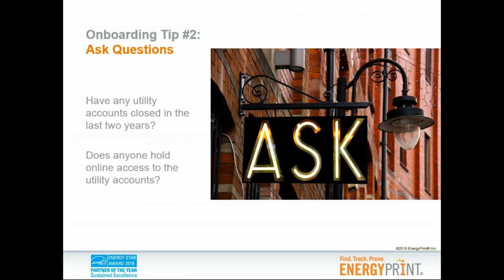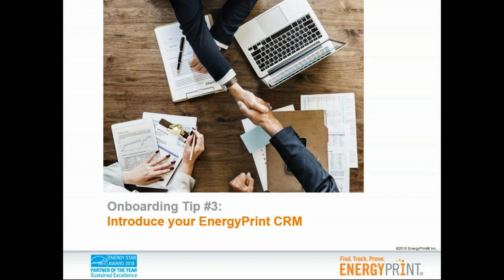Our second tip, to avoid the common roadblocks of incomplete building information, we recommend to ask questions related to utility history and current accounts. You can use questions such as, have any utility accounts closed in the last 2 years? Have you used the same utility company for the past 2 years? Does anyone hold online access to the utility account? Many times your direct contact may not have this information, therefore we do suggest that you involve accounting in your initial conversation.